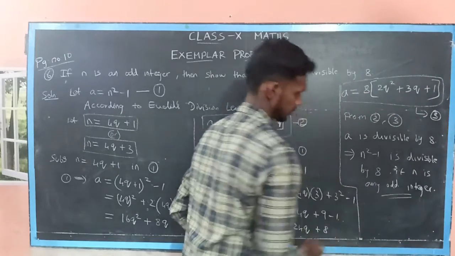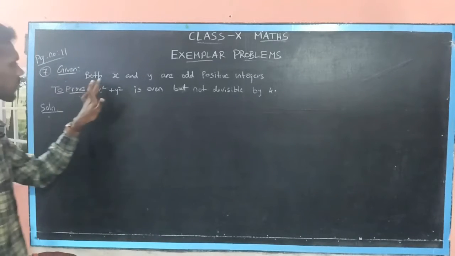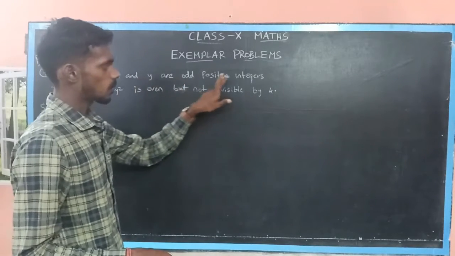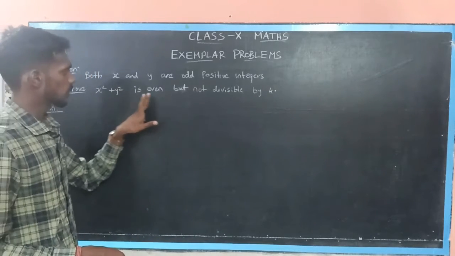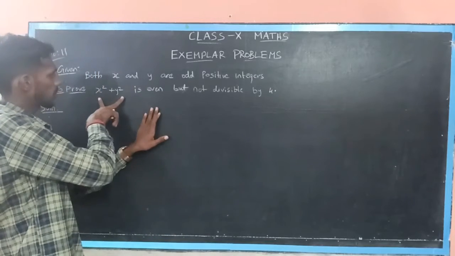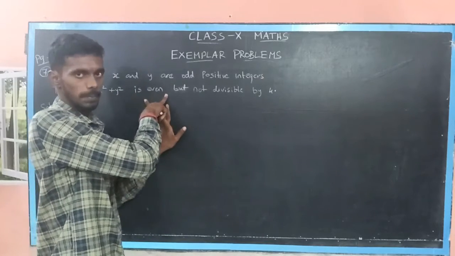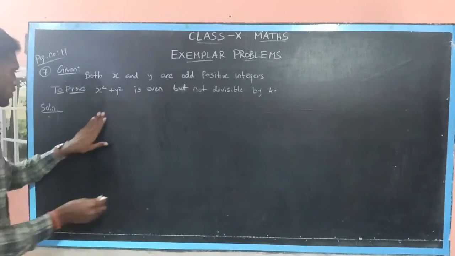Okay, students, the next question, page number 11, 7th question. They have given that x and y are odd positive integers. Then x square plus y square is even but not divisible by 4, which means that x square plus y square is divisible by 2 but not by 4. Okay. Let us move to the solution.